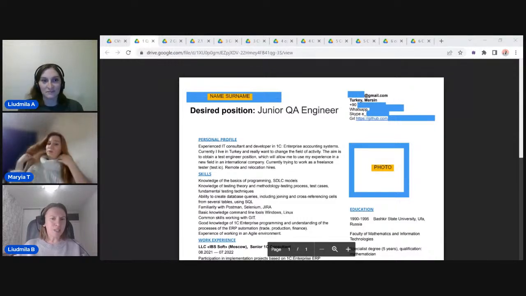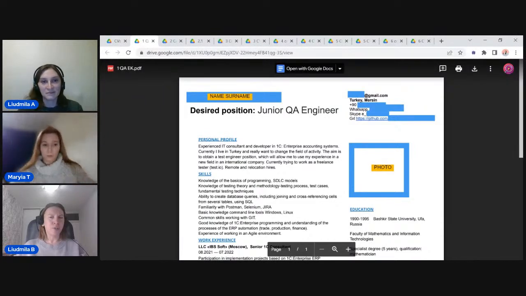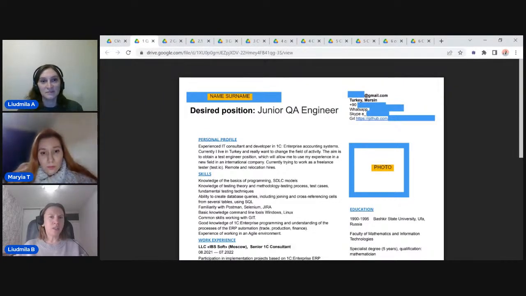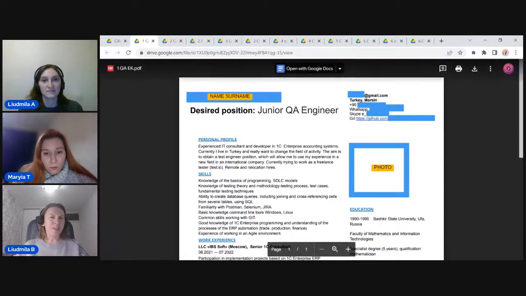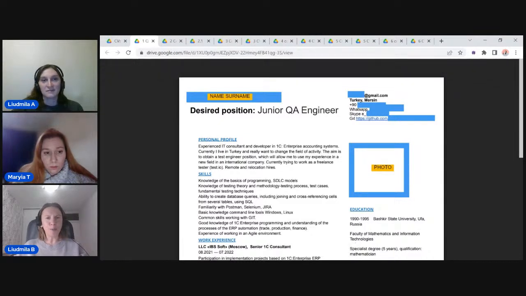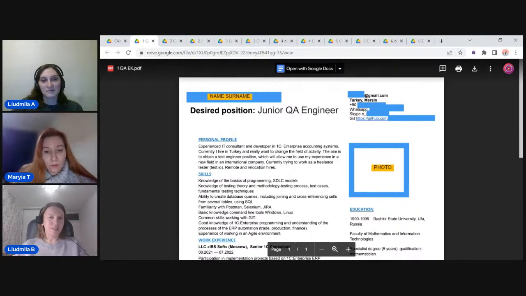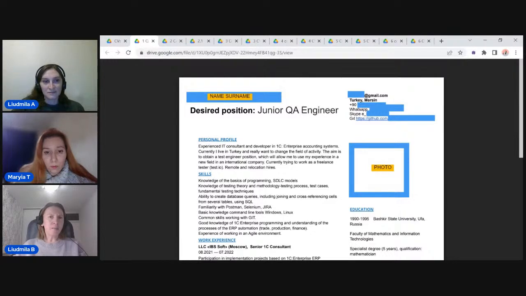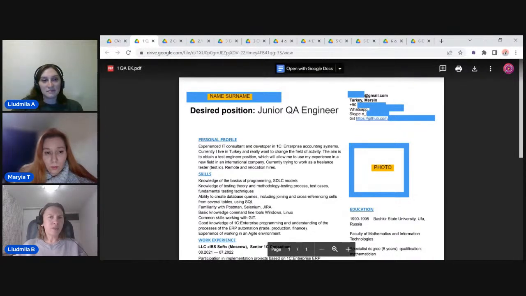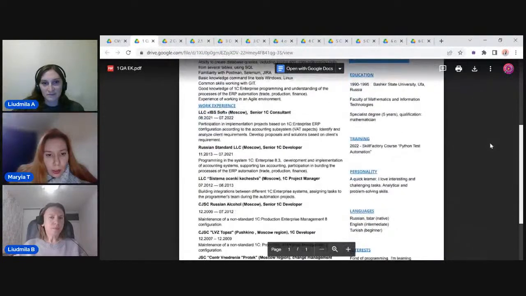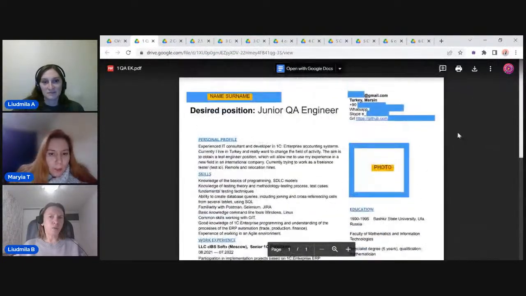So we start with reviewing the first resume, and also please pay attention that all personal information was moved under these blue things. It was done especially not to share your personal information. Okay, and maybe Maria, do you have any comments here? Let's have a look. Okay, seems like no, quite good.